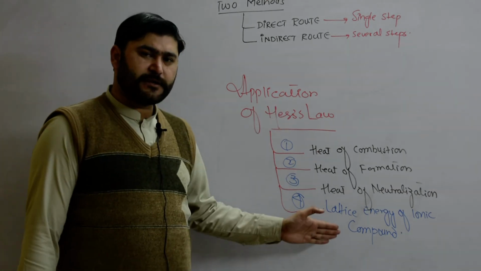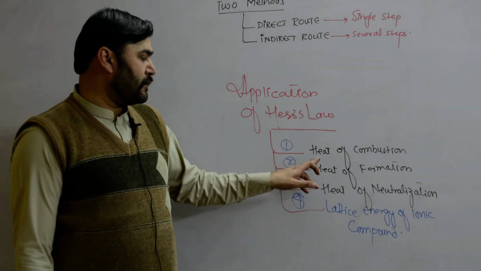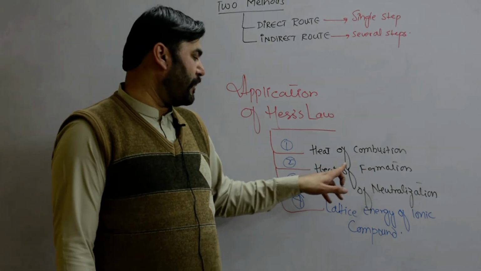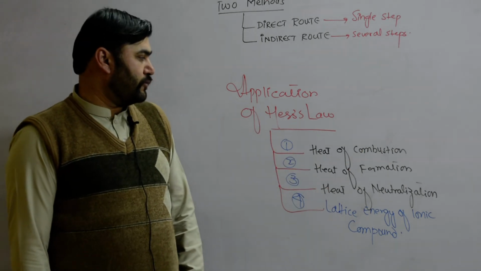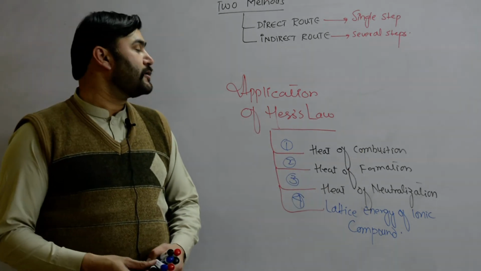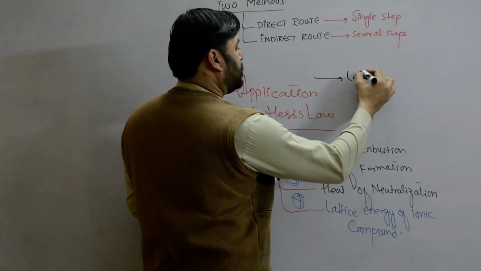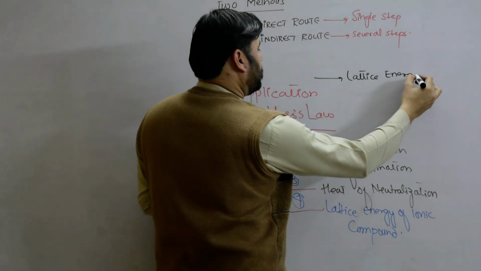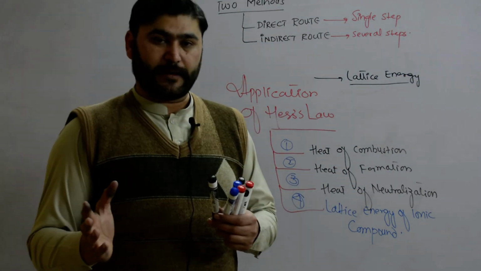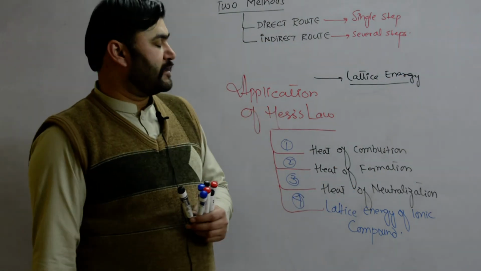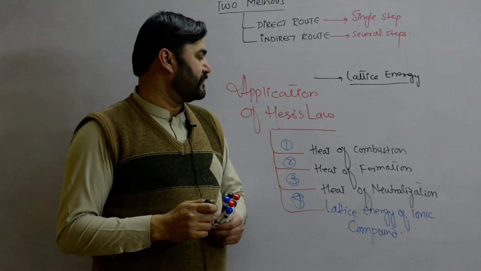So these are the important applications, and whenever you go through the syllabus, you will find why and how we find heat of combustion, heat of formation, and heat of neutralization. For that we will need another topic, that is lattice energy. Lattice energy is the amount of energy required to break any ionic compound into its gaseous state. That amount released or absorbed is called lattice energy.